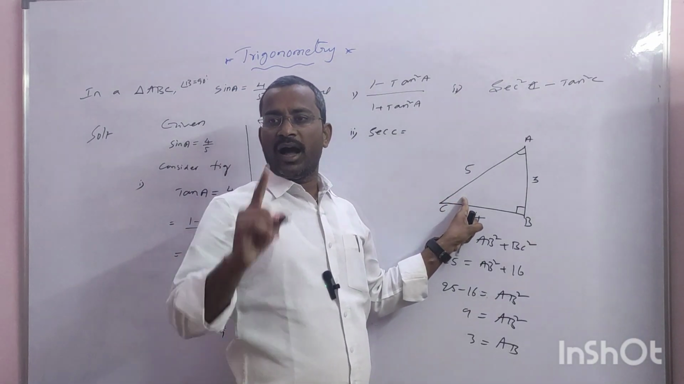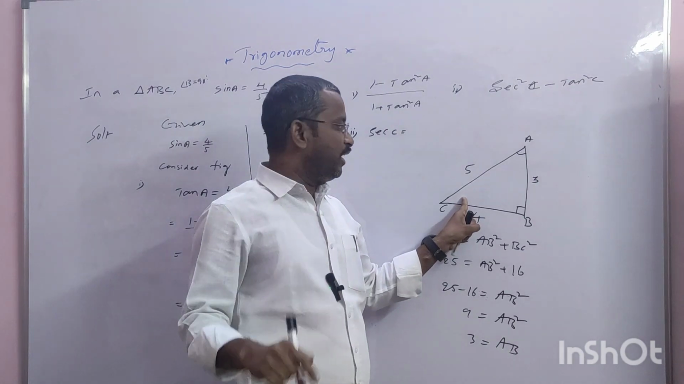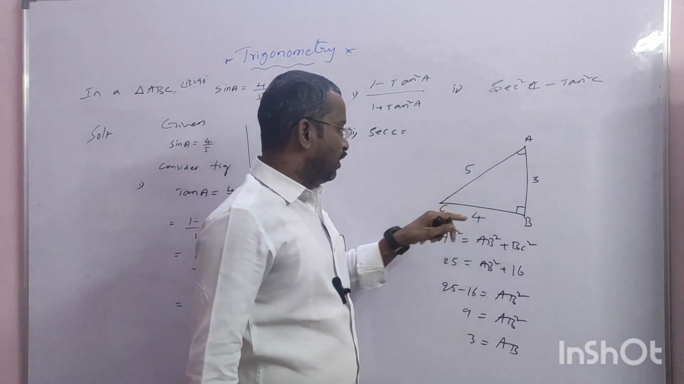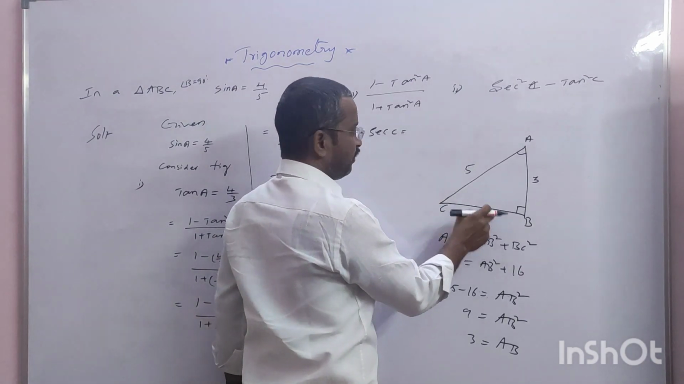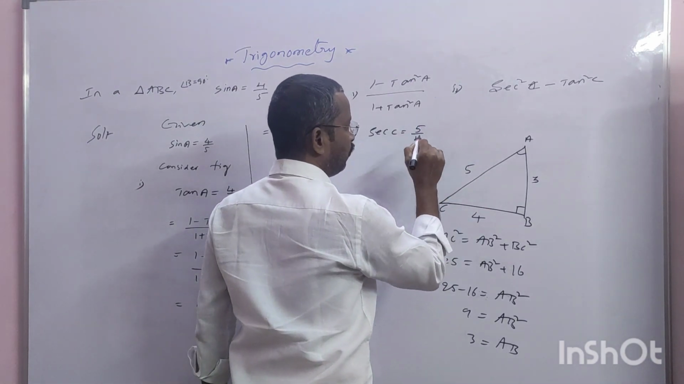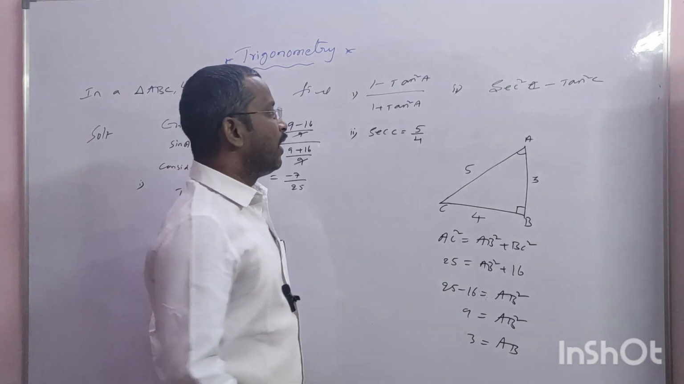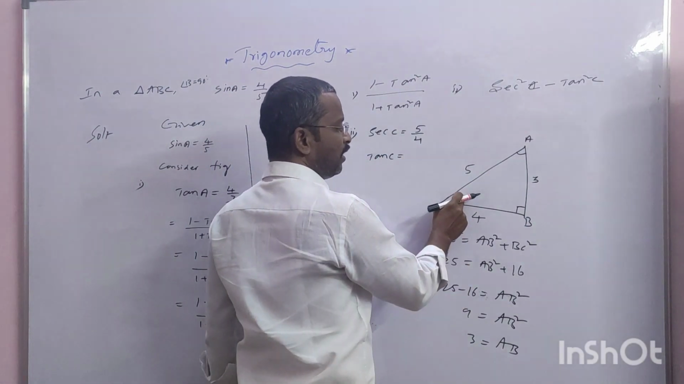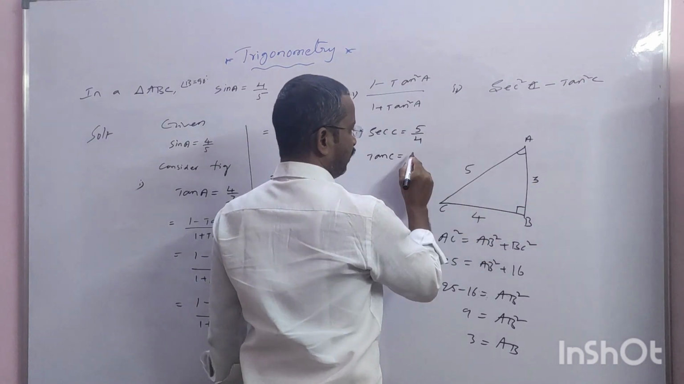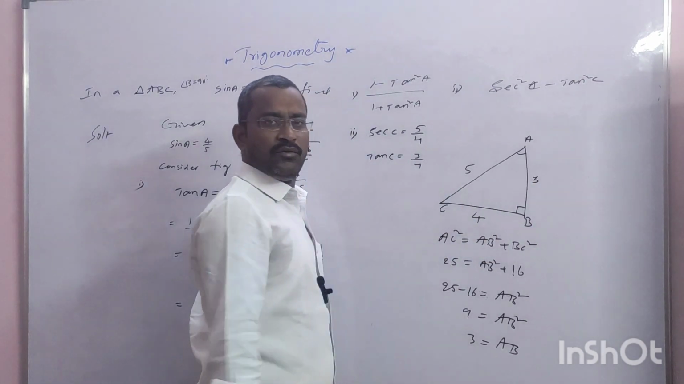What do you mean by the sec? Hypotenuse by adjacent. Here students will get confused. Now this is your C. This is your hypotenuse. This is your adjacent. So sec C is equals to 5 by 4. Next, what, Nana? Tan C. What do you mean by the tan C? Opposite by adjacent. That means 3 by 4.